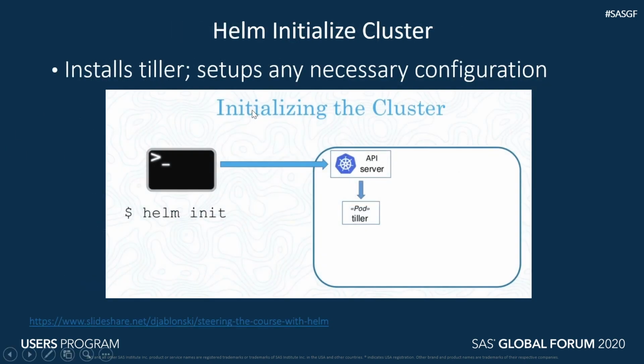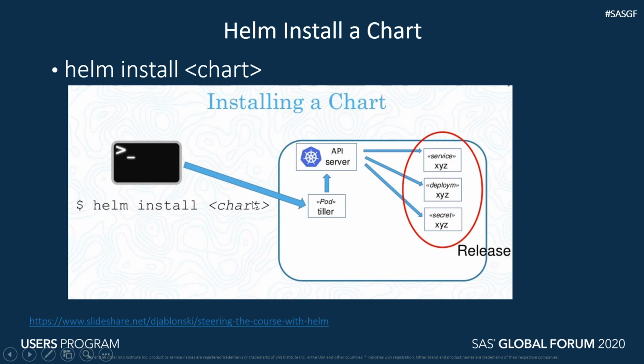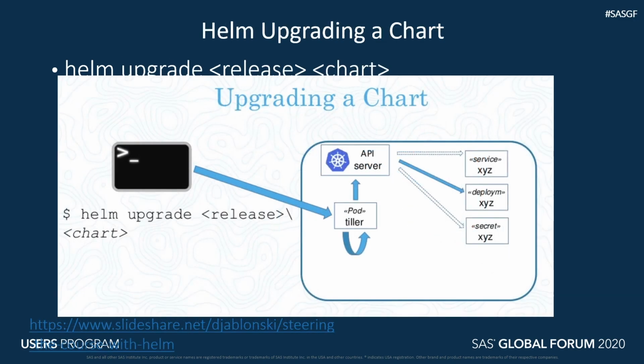So, a quick couple of examples of what the different items do here. Helm init initializes the cluster, installs Tiller, and sets up any necessary configuration out there. You can see by the picture we're doing a Helm init, installing the pod out there. Installing a chart, Helm install a chart, puts it out there and then deploys the various pieces out into the cluster. Upgrading a chart, Helm upgrade, the release that you want to go to.